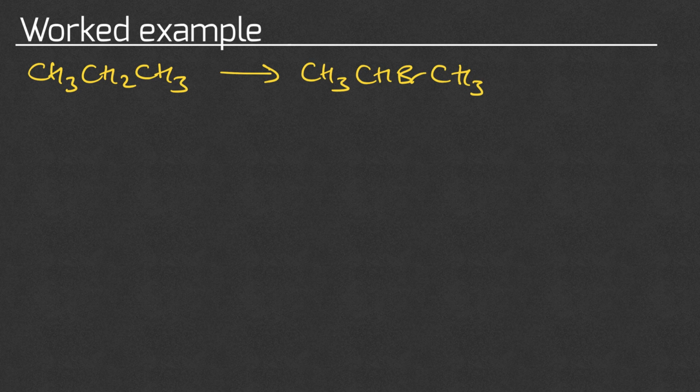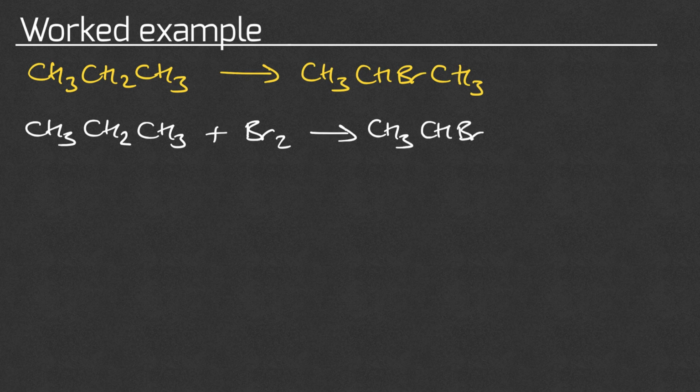Our final example wants the overall, initiation, propagation and termination equations for the conversion of propane into 2-bromopropane. Our overall equation is pretty straightforward. We're substituting 1 hydrogen for 1 bromine, so we're going to use 1 molecule of Br2 in this process, producing 1 molecule of HBr as our byproduct.